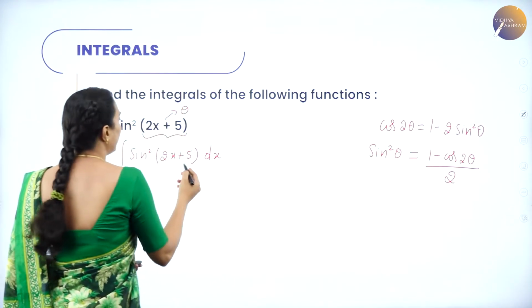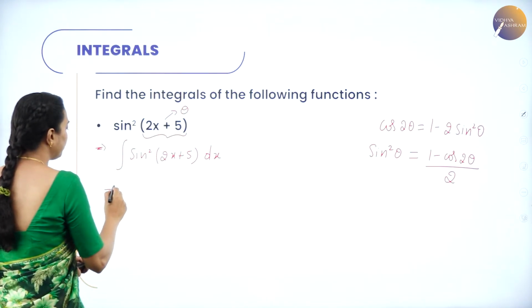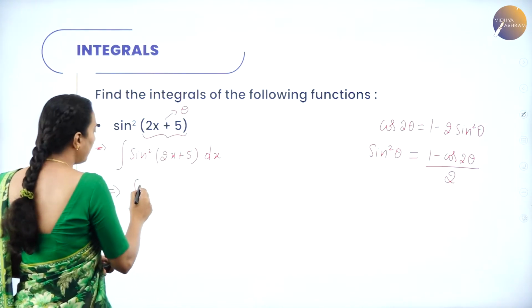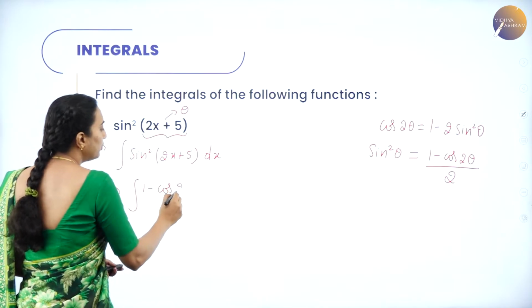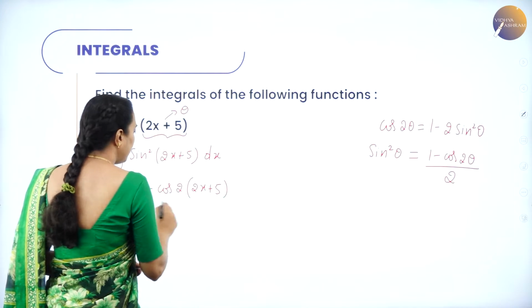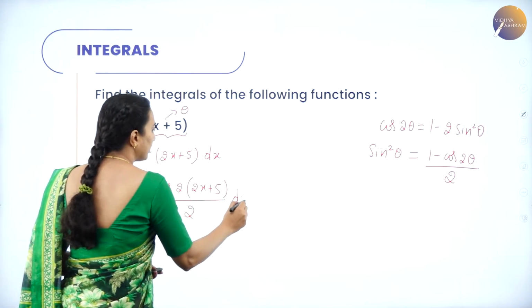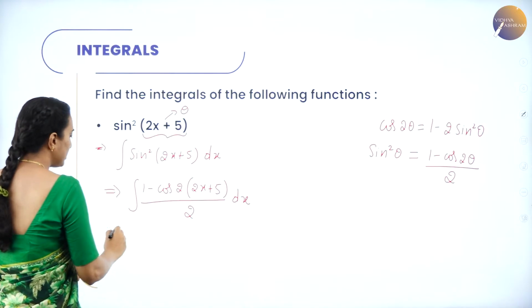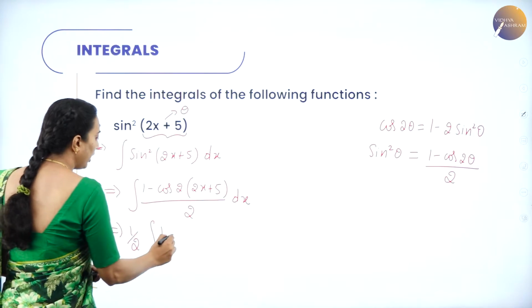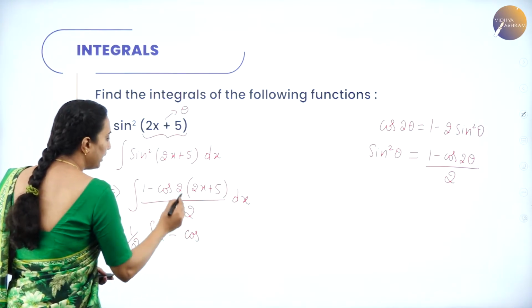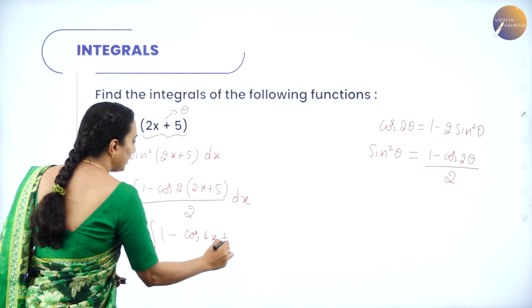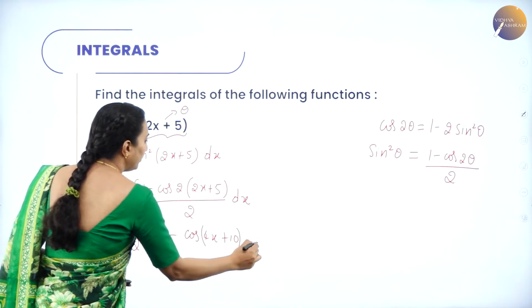So, let me write accordingly, which implies integral of sine squared theta can be written as 1 minus cos 2 theta, where theta is nothing but 2x plus 5, divided by 2 into dx. Now, 1 by 2 is a constant. I am going to remove it outside the integral. Integral of 1 minus cos, you can multiply 2 inside. 2 2s are 4x, 2 5s are 10 into dx.